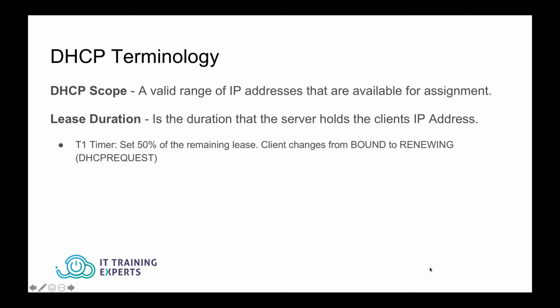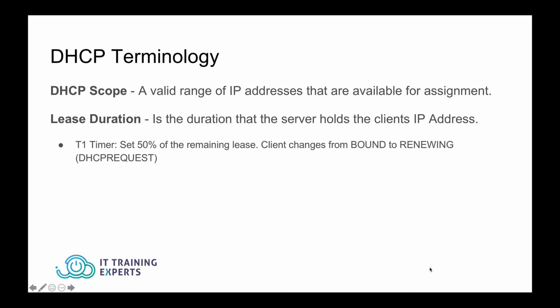IP addresses. And so as part of that lease, we do have timers. And so the first one is a T1 timer, and it's set at 50% of the remaining lease. And so about halfway through the lease, the client changes from bound to renewing. And so at this point, it'll send a DHCP request to the DHCP server that originally handed out its address and say, hey, about halfway through my lease, can I continue to use this IP address, and can you reset my lease time so I can continue to operate on the network? And in most cases, the DHCP server says sure, and there's no problems.